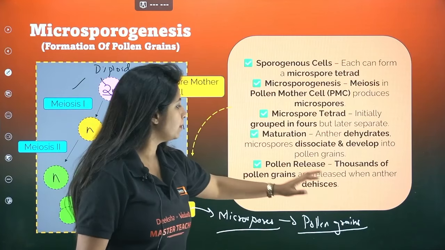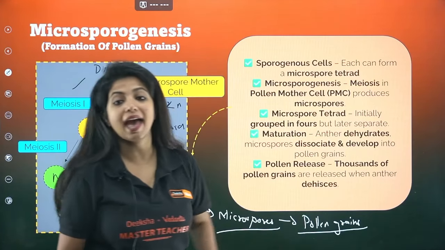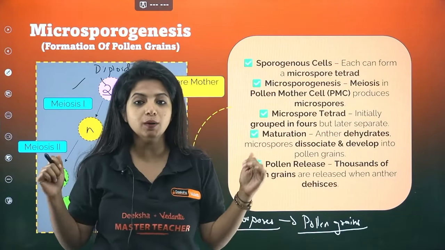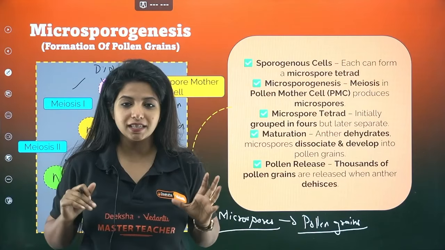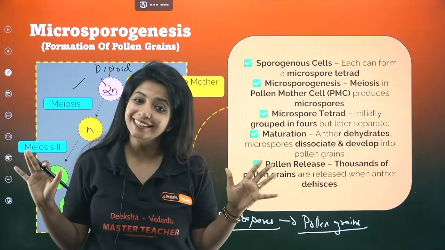Pollen release is going to happen. Thousands of pollen grains are released when the anther dehydrates. When the anther gets broken down, thousands of them are going to come out as well. Done? Yes.